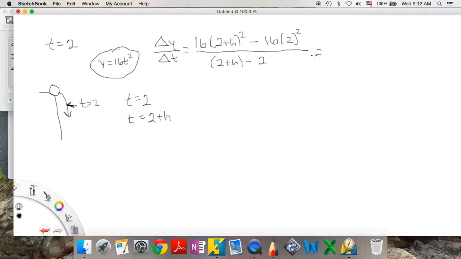And what you end up with, if you simplify this all down, is 64h plus 16h squared all over h, and then you can see you can factor out an h, and you end up with 64 plus 16h. Now what this means is if our h is 0, so that we're at this instantaneous time, then our instantaneous rate of change is 64 meters per second. So what we're doing is looking at these really tiny little intervals and bringing them down to being just 1 point.